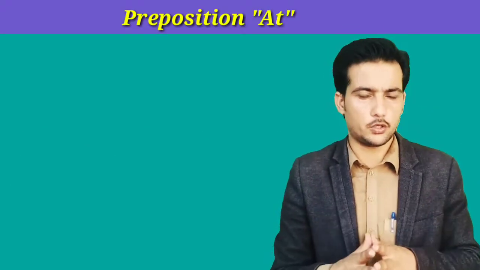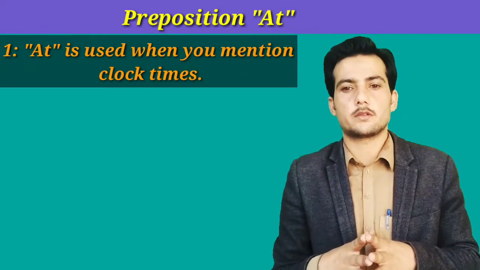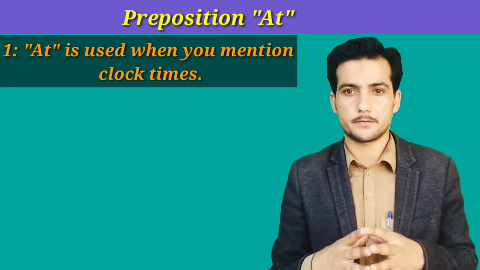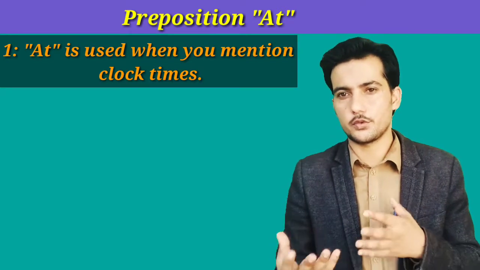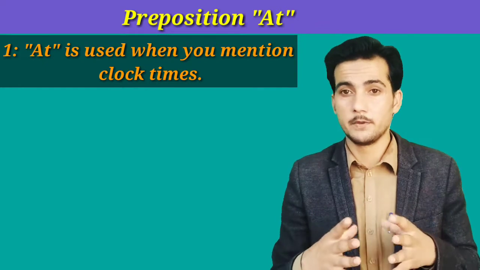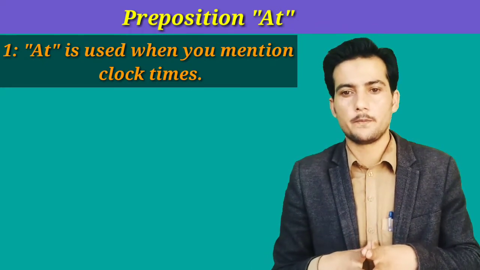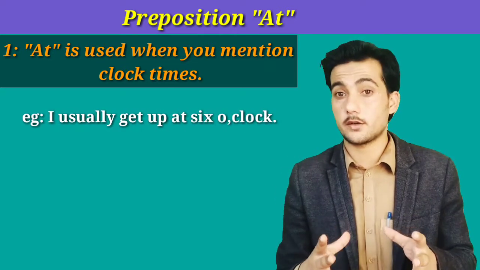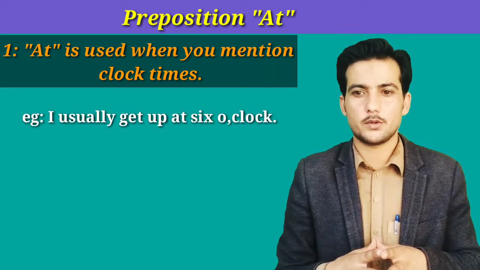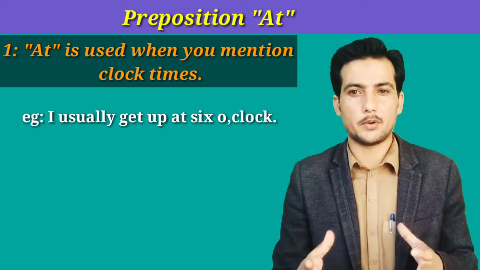The other preposition we have is "at". It is used when you mention clock times. In simple words, when you talk about clock time, then you need to use the preposition "at". For example, I usually get up at 6 o'clock. We mentioned clock time here, so before that we use the preposition "at".